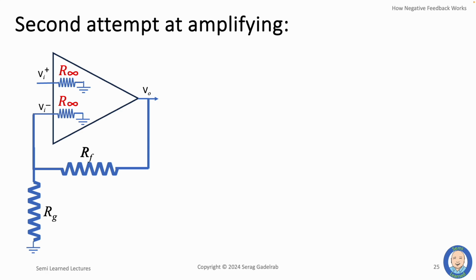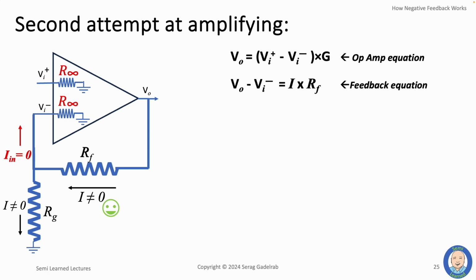Now we're going to have current that originates from the output terminal of the op amp and runs through RF, then continues through RG into the ground connection. But of course, there will be no current entering the op amp because it has infinite input resistance. Great. Now we actually have a voltage drop between the output and the negative input terminals, which means that we can use the two simple equations that we talked about last slide to evaluate the amount of amplification.